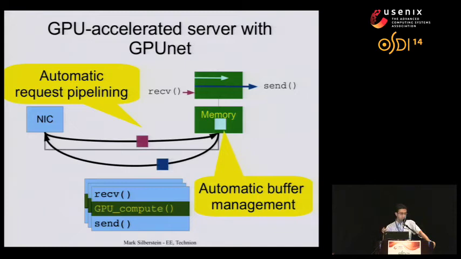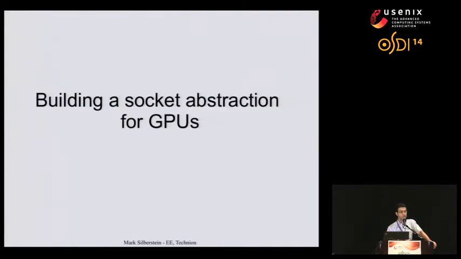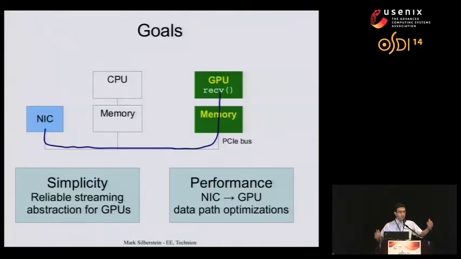So hopefully I convinced you that having GPUnet in your system is a good idea. Now the question is how we build it. Essentially, when we started this project, we had 2 main goals in our mind. One in our collective mind. The first goal has been simplicity, and this can be achieved by providing reliable streaming abstractions directly to GPUs. Another goal has been performance, where the goal here is to perform data path optimizations under the hood.